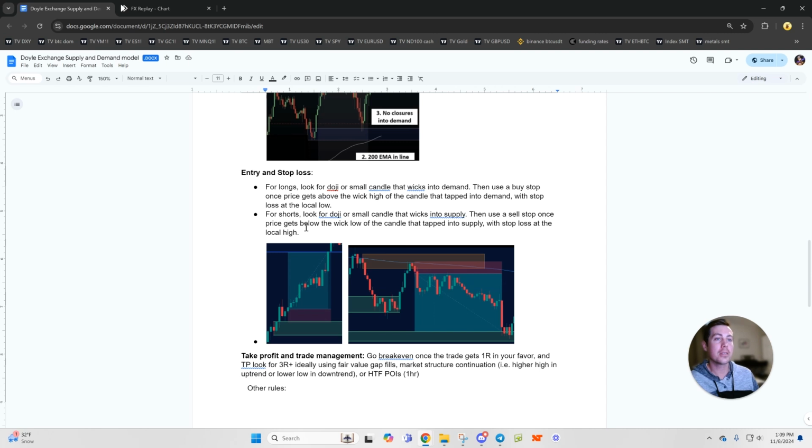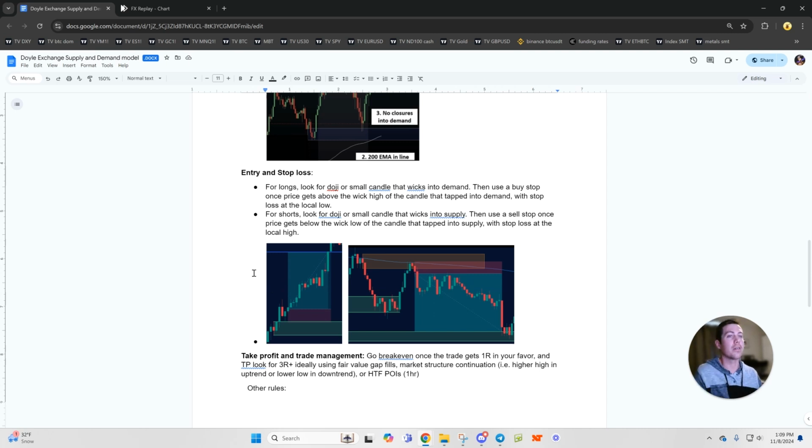Specifically for his entry models, it's actually kind of interesting. I don't see many entry models like this, but basically we have a supply level here and price wicks into it. What he'll do for his entry is use a stop buy limit. So after you get the first candle that wicks into demand in this case, he'll do a stop buy order, as soon as price gets above that high, so the wick high of that candle. He'll use the low for the stop loss, and then he usually targets about 3R roughly for most trades.